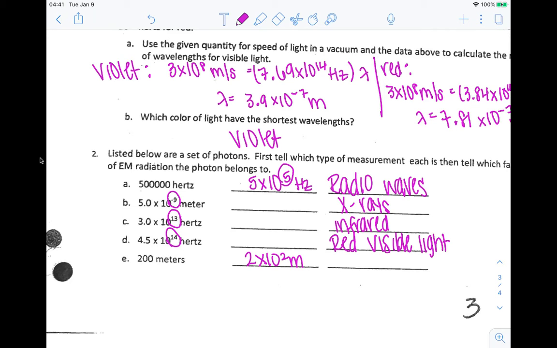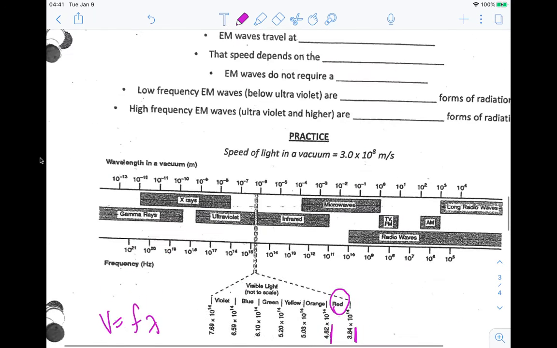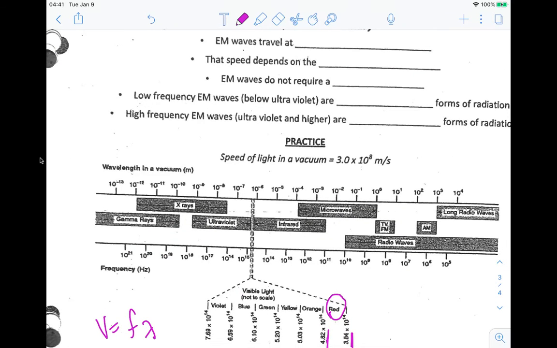The last, 10 to the 2 meters, we go up to 10 to the 2, right over here, bring it down, and this is radio waves.